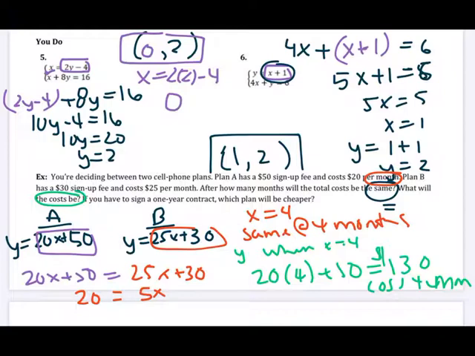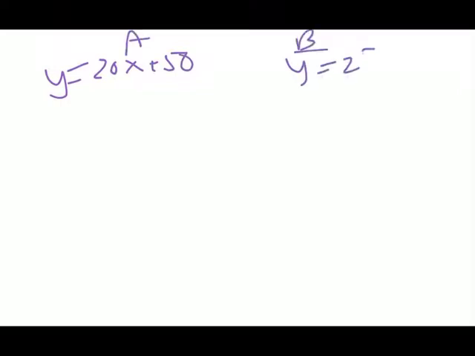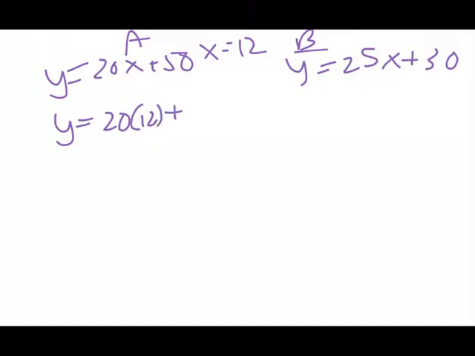And then the last question is asking, if you have to sign a 1-year contract, which plan will be cheaper? So what that's really saying is if I had to plug in 12, so I'm going to go to a new slide, y equals 20x plus 50, and that's A, and B is y equals 25x plus 30. And some of you might be able to do this without actually doing the math, but this is saying when x is 12, which is a better deal. I don't know about you, but I would much rather spend less money. So I'm looking for which one gives me the smaller number when I plug in 12.